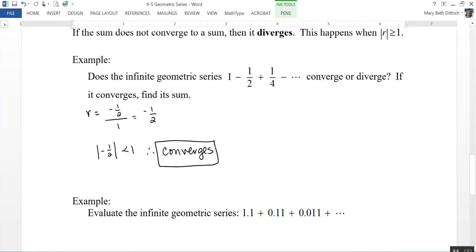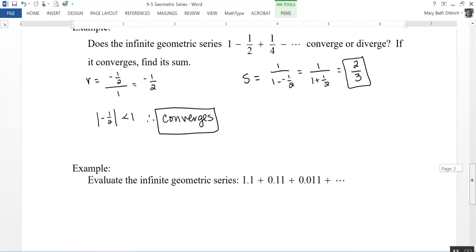Now, let's find out what value it does converge on. So my sum is equal to my first term over 1 minus r. So 1 minus a negative 1/2 is 1 plus 1/2, so 1 over 3/2, or 2/3. So this infinite geometric series does converge, and the sum that it eventually reaches is 2/3.